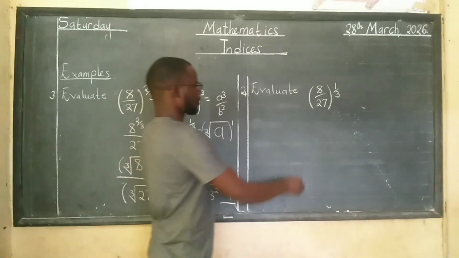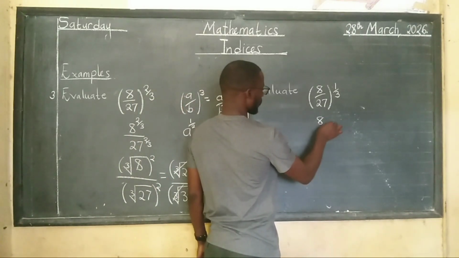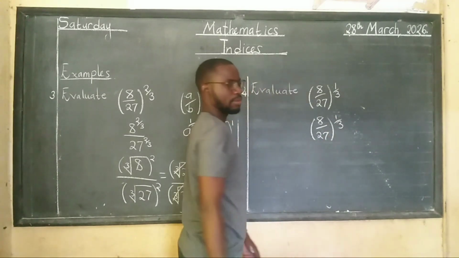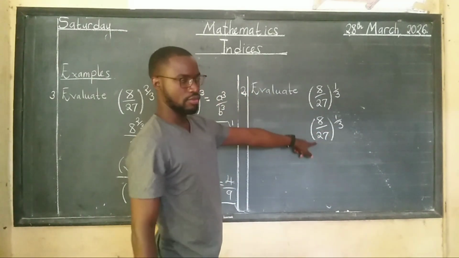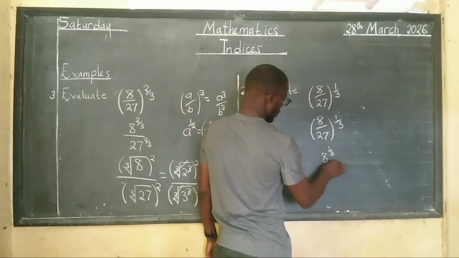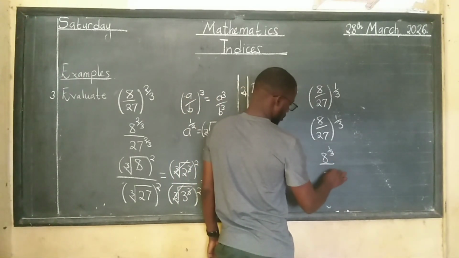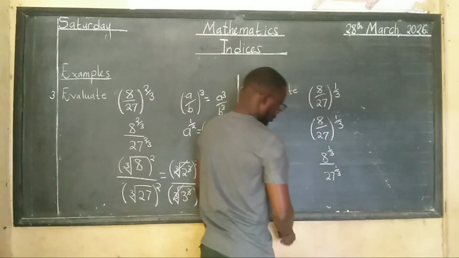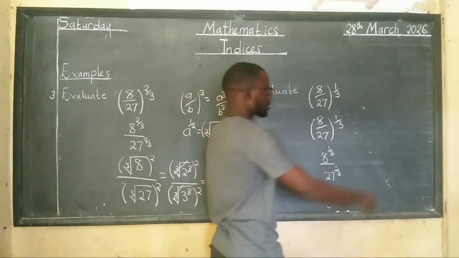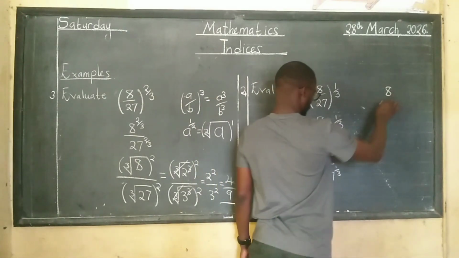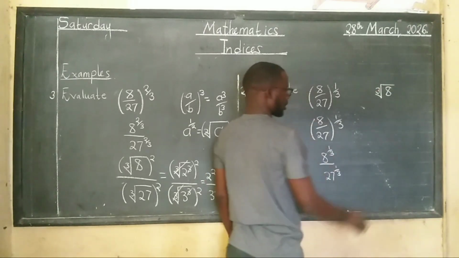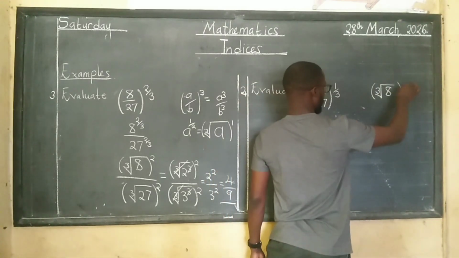Then this part, 8 over 27, everything to the power 1 over 3. The 1 over 3 applies both to the 8 and the 27, the numerator and the denominator. So this will be 8 to the power 1 over 3, everything over 27 to the power 1 over 3. Which in this case, let me see if I can use this part because I don't think this part will suffice. So this will be 8. I introduce this, the 3 will come here, making it a cube root, and then the 1 will be up there.